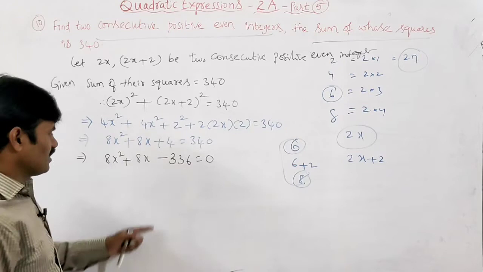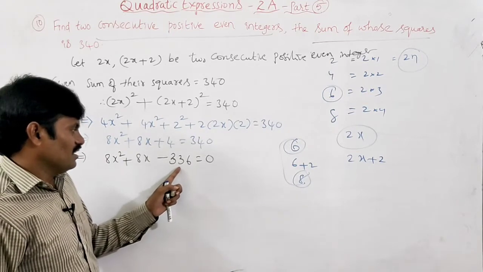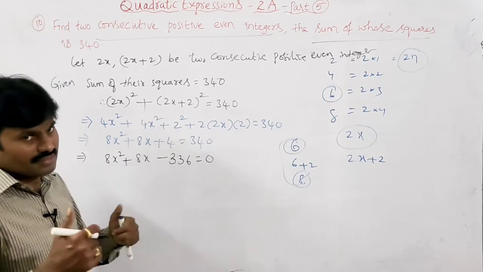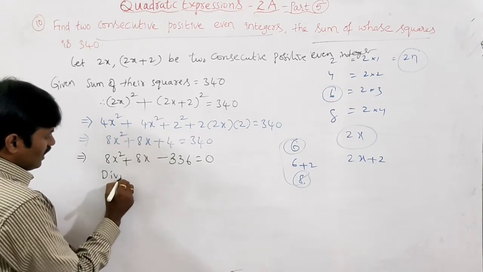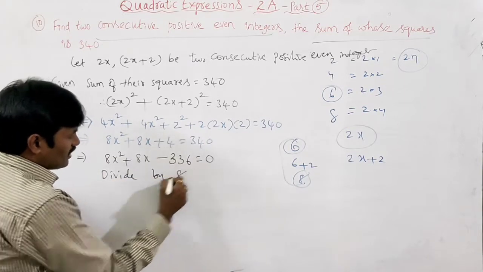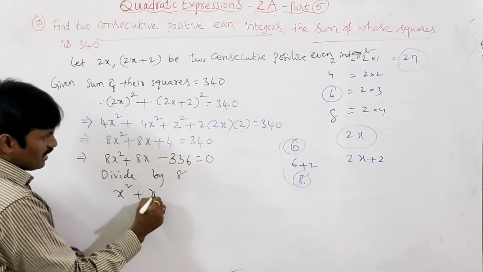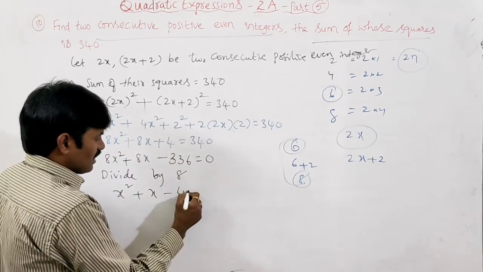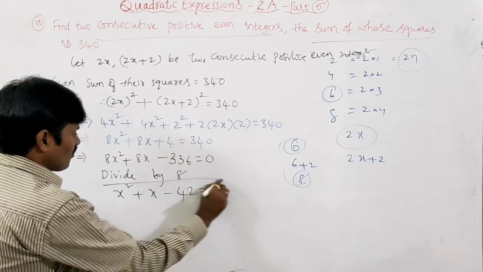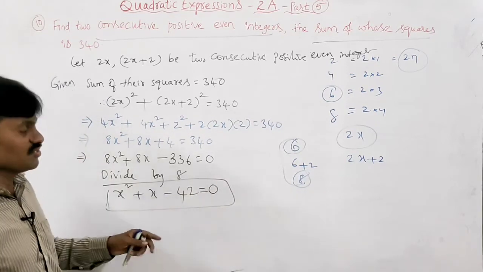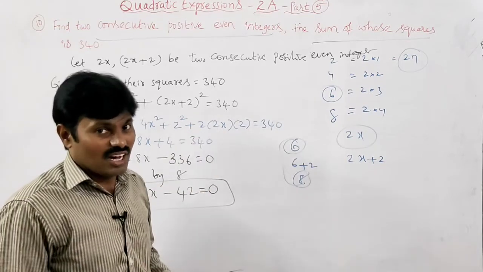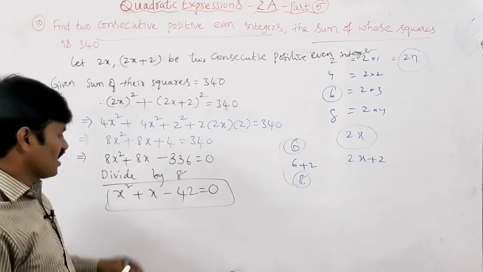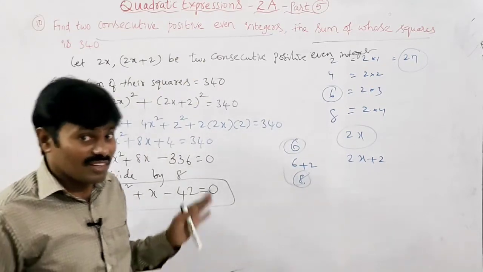So is it possible to divide by 8 or not? See, you have to check the last 3 digits. 8 4s are 32. Yes. So if you divide by 8, then it becomes x square plus x minus 42. 8 4s are 32, remainder is 16, 8 2s are 16, is equal to 0. So we got a quadratic equation. To solve it, they have given one relation here. So now if we solve this one, we get the value of x.